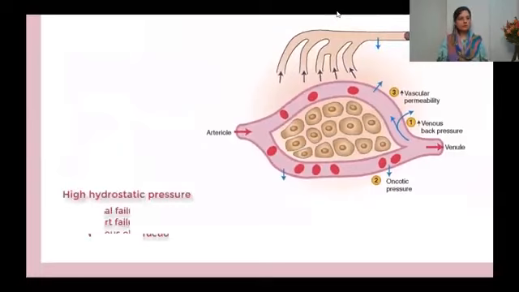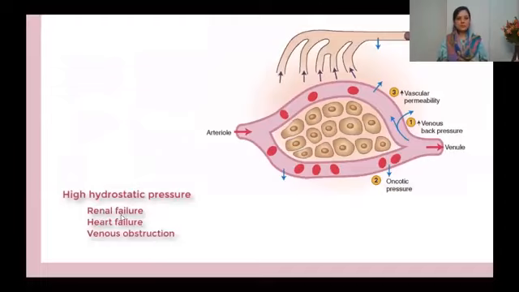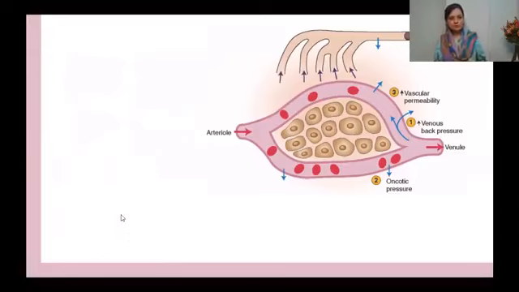A major function of the kidney is to excrete extra amount of fluid. Its function is in fluid homeostasis. So, in case of renal failure, we lose this ability. Fluid accumulates in the vascular space, increasing the hydrostatic pressure, and edema develops.